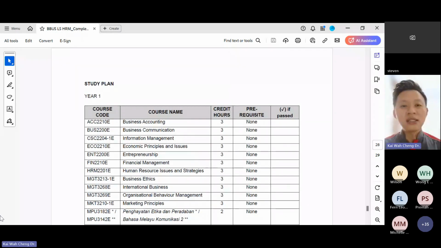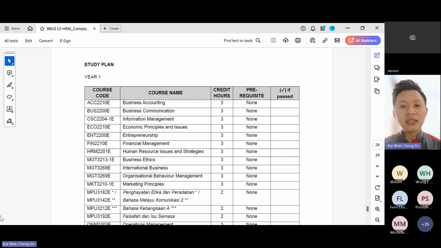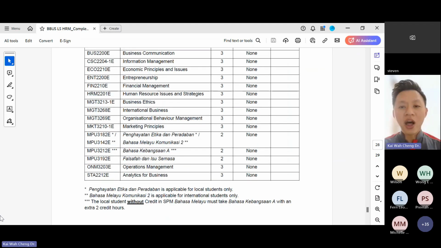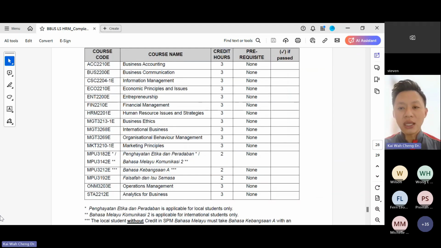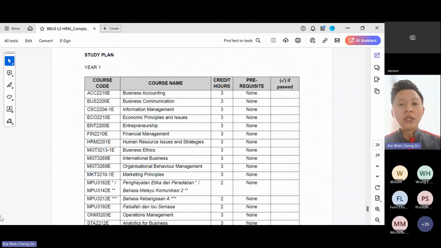This is the study plan or program structure for human resource management adult learner. You can see this is the list of course names, credit hour, and prerequisites. Prerequisites means before you register for this course, do you need to have taken any other course in the first place? For example, ACC 2210E Business Accounting, credit hour is 3. There is no prerequisite for this course. That means you can just take this course, you don't need to take any other business accounting related courses in the first place. This is what we call non-prerequisite for ACC 2210E.